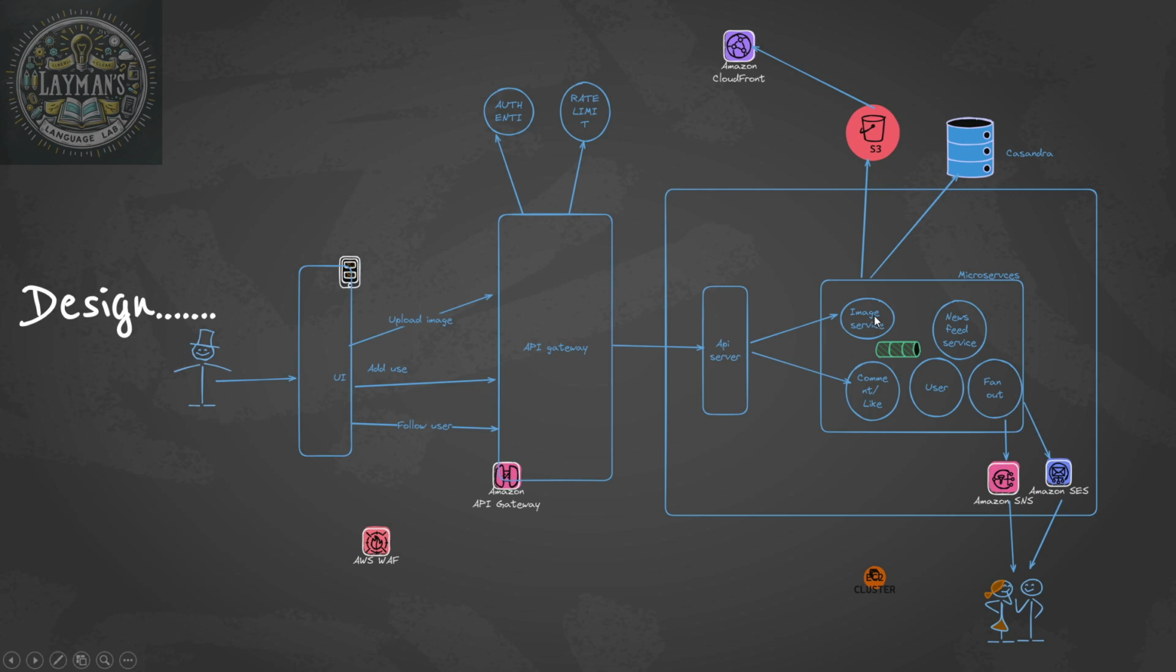Similarly, if you want to follow another user, it is kind of the same flow. Instead of the image service, it will go to the user service and store the data in our relational database. And once it is done, to send a notification to the other user, it will put a message in the queue, which will be taken care of by the fan out service, and then the notification will be sent. The third thing, following other users, has the same flow. So this is the high level design of Instagram.